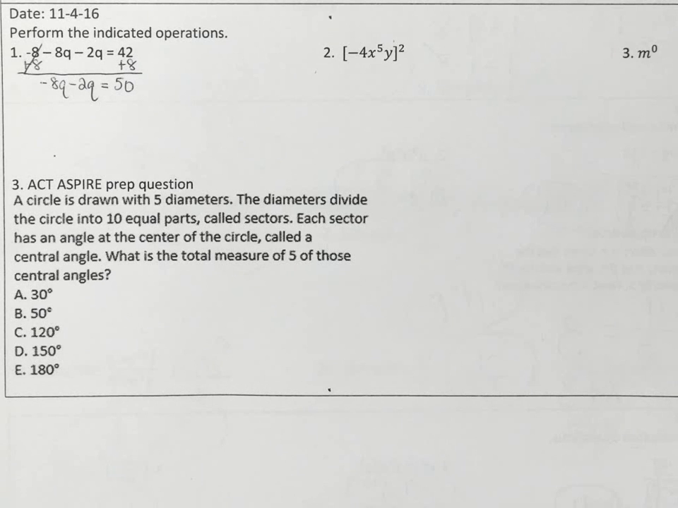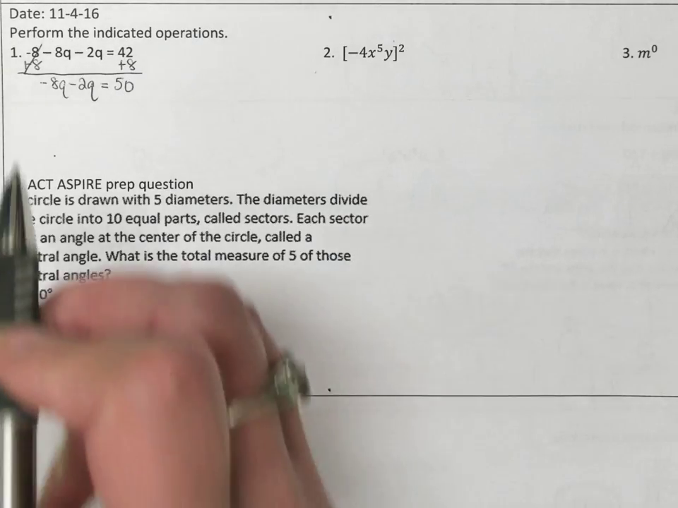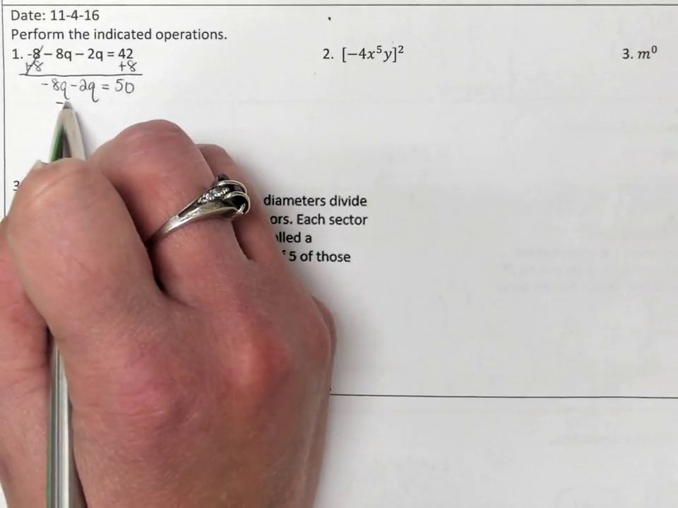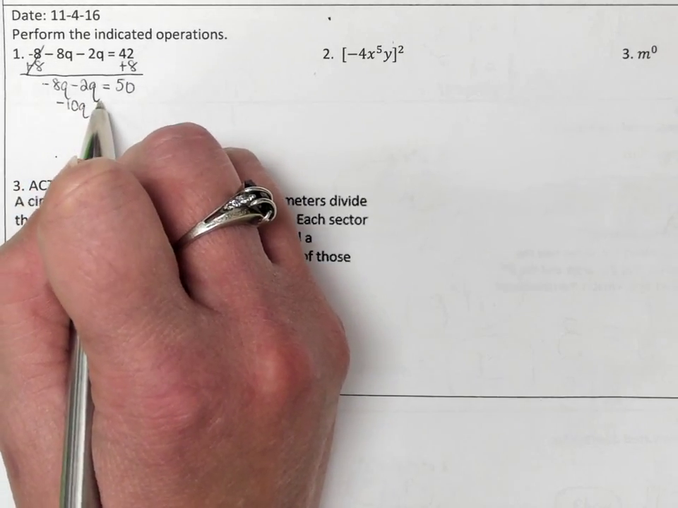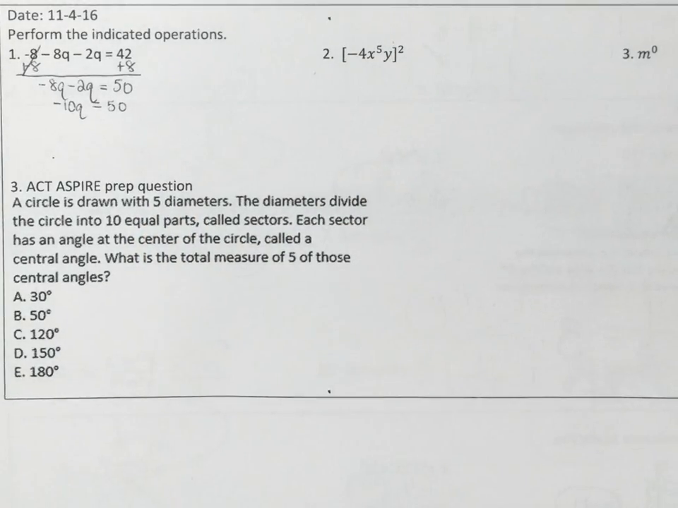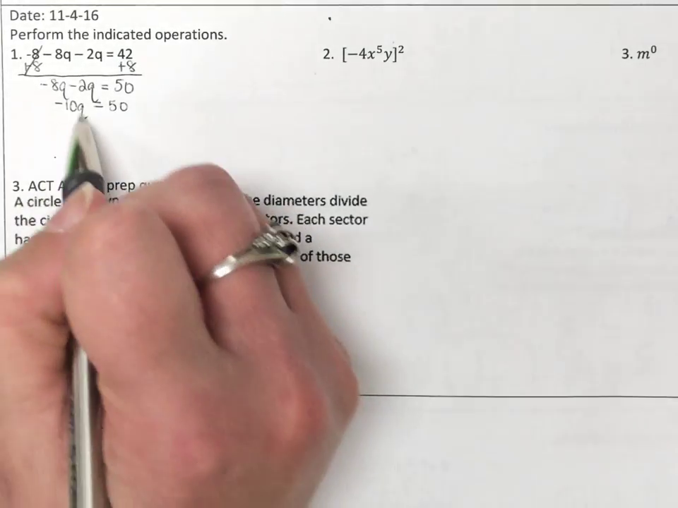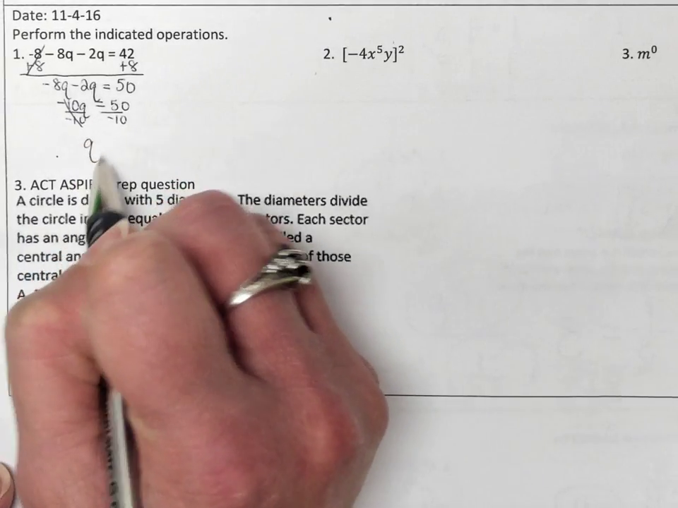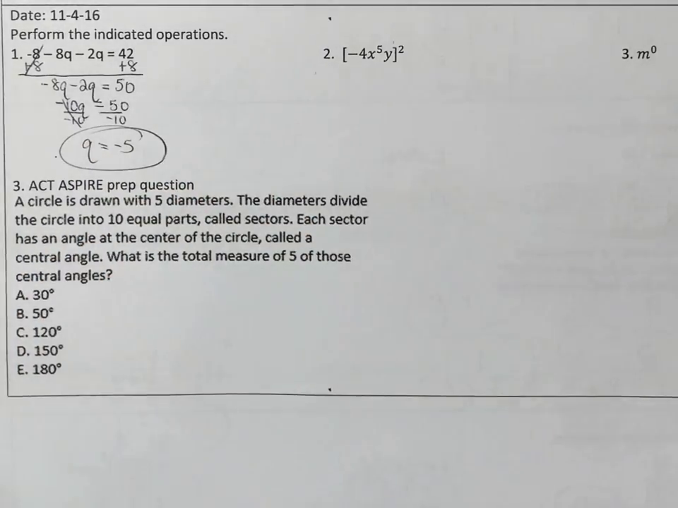You subtract these two. Negative 8 minus 2 is negative 10. When you're multiplying two negatives, make a positive. All right, then what? By negative 10. Negative how much? 5. There you go.